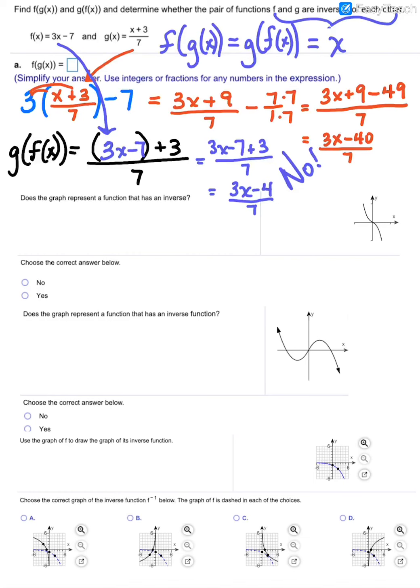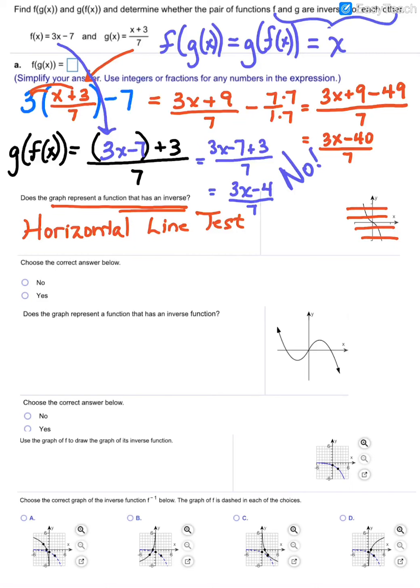On the second type of problem, they want to know if the graph represents a function that has an inverse. In order for the graph to represent a function that has an inverse, it must pass what's called the horizontal line test. That means I should be able to draw horizontal lines through all parts of the graph and only cross one point each time. If I'm able to do that, like in this example, then I say yes, the graph does represent a function that has an inverse.